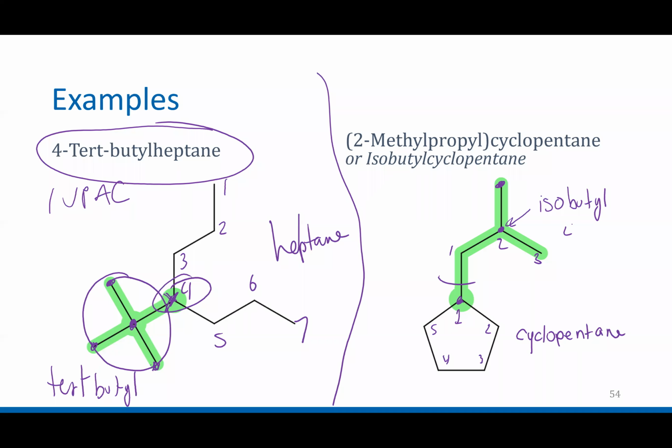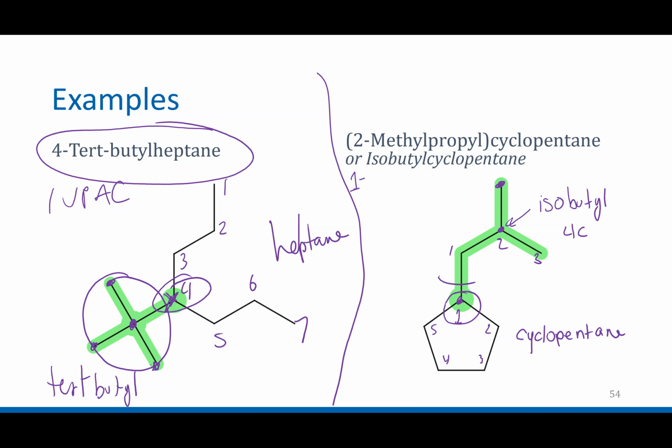Okay, 4 carbons, isobutyl. So we would name this isobutyl cyclopentane. I mean, this looks crazy, but it's really not that bad. Now you'll notice I don't have a number here. I don't need to say 1, but you can if you want to. But I don't need to tell you that that's 1.